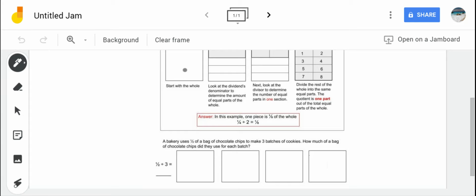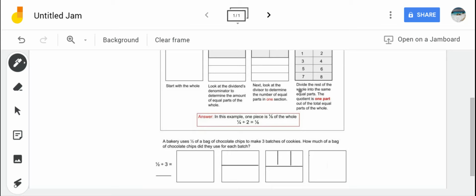Following the steps up here, I'm going to start with the whole. The second step tells me to look at the dividend's denominator to determine the amount of equal parts of the whole. The dividend's denominator in this case is 2, so I'm going to divide this into 2. The next step tells me to look at the divisor to determine the number of equal parts in one section. So I have to divide it in half again. And by looking at the divisor, I'm going to divide it into 3 equal parts. So let's do 3 equal parts. And there are my 3 equal parts.